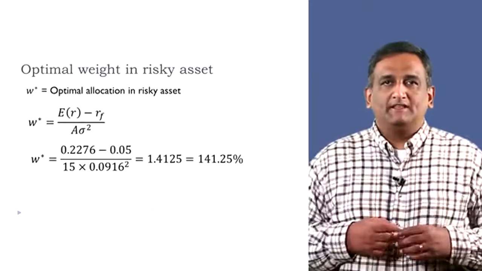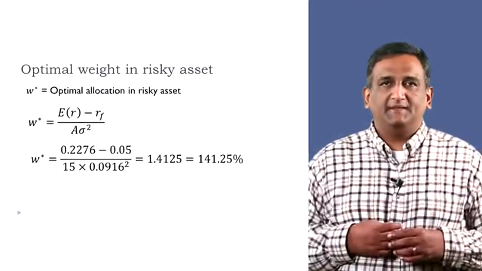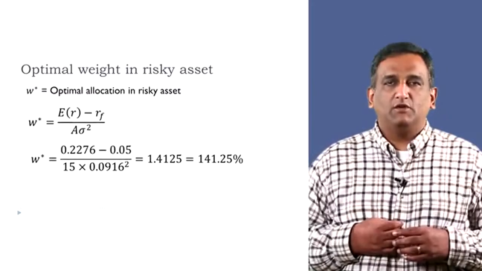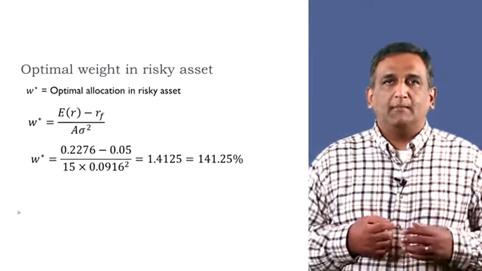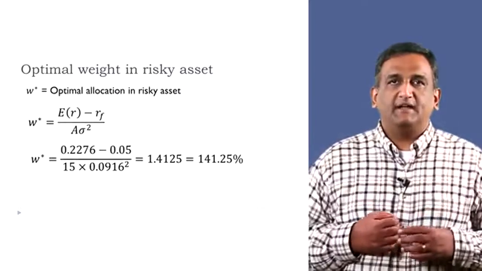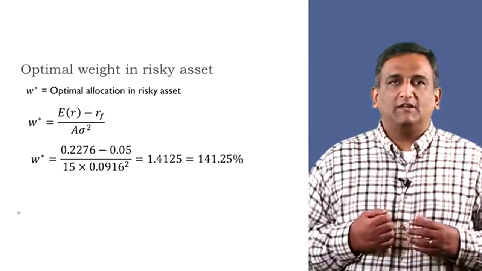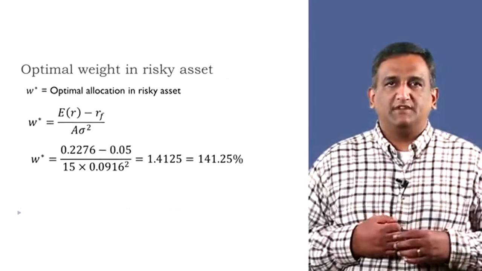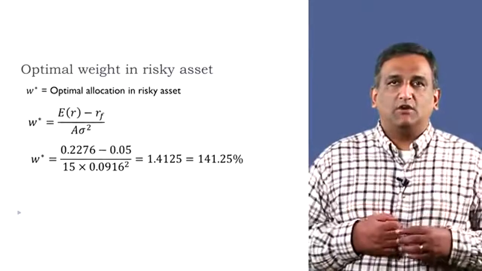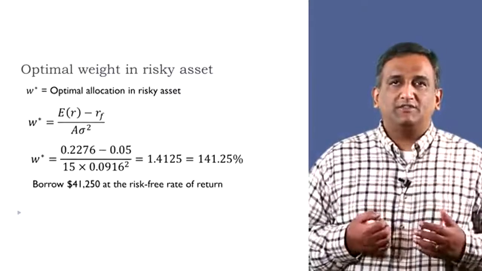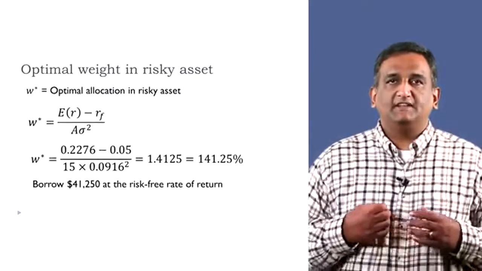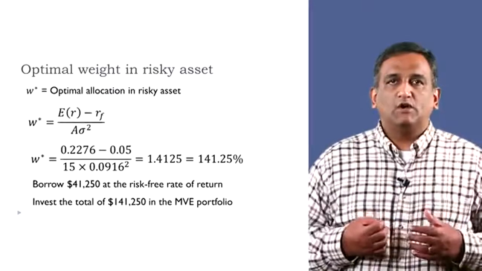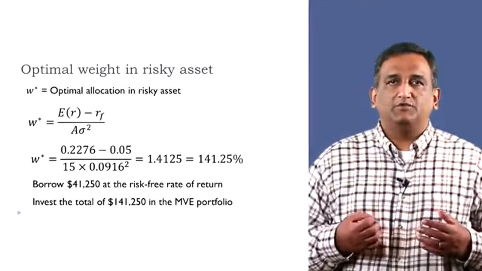If we assume that your coefficient of risk aversion is 15, that is capital A equals 15, then the optimal weight in the MVE portfolio is 0.2276 minus 0.05 divided by 15 times 0.0916 squared. This works out to be 141.25%. If you have $100,000, then you should borrow $41,250 at the risk-free rate of return and invest the total of $141,250 in the MVE portfolio.